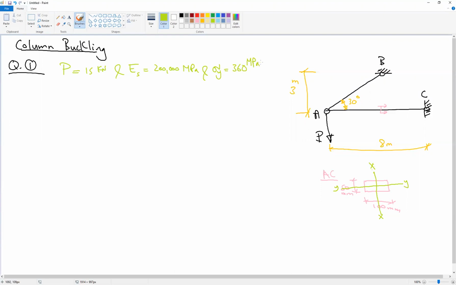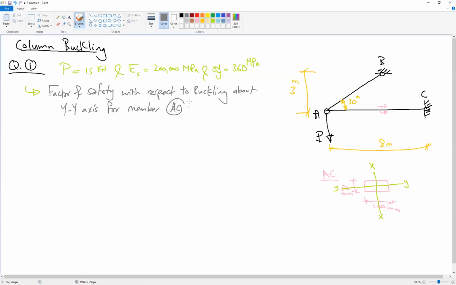Okay, and the requirement is to find the factor of safety with respect to buckling about the y-axis for member AC. Okay, how can we proceed in this problem?